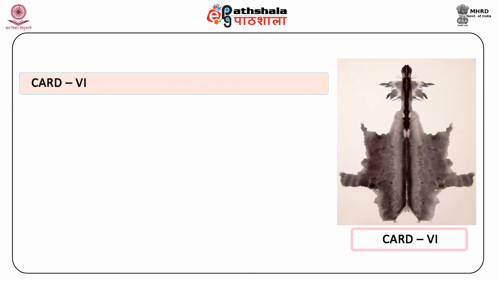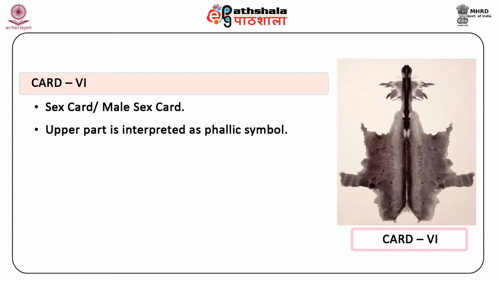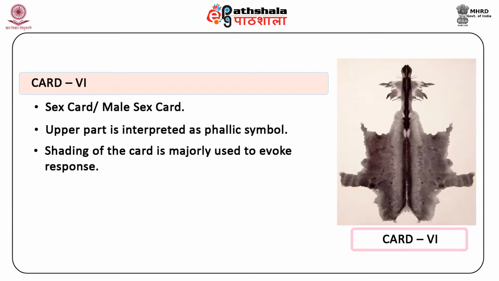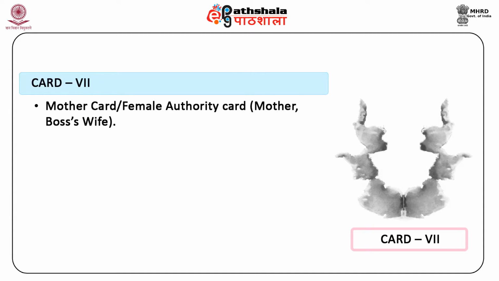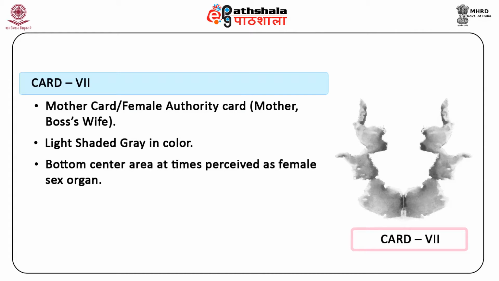Card 6. Sex card, male sex card. Upper part is interpreted as phallic symbol. Shading of the card is majorly used to evoke response. Card 7. Mother card or female authority card. Light shaded gray in color. Bottom center area at times perceived as female sex organ.